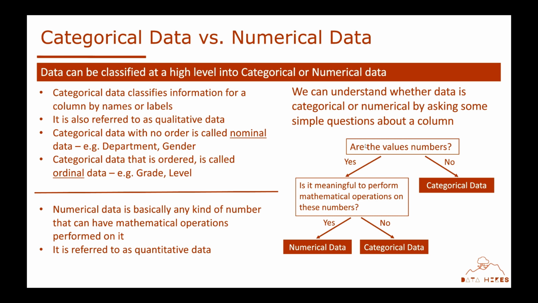If the values are numbers, we ask the next question. We ask, is it meaningful to perform mathematical operations on these numbers? If it is meaningful, if adding, subtracting, multiplying these numbers makes logical sense in the context of that table, then yes, it is numerical data. If the answer to this is no, it is still categorical data. We'll understand how that works when we actually look at some examples.